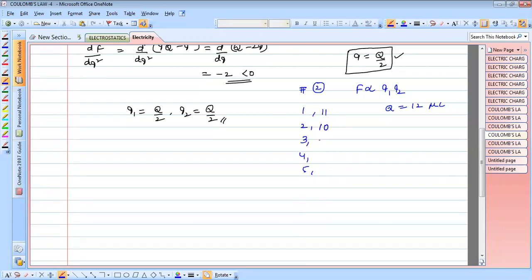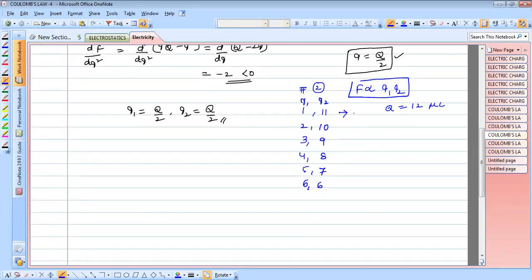2 and 10, 3 and 9, 4 and 8, 5 and 7, 6 and 6. So these are two parts, Q1 and Q2. Now the force is directly proportional to the product of the two charges. This is method 2. I am going to show how to approach this type of numericals.